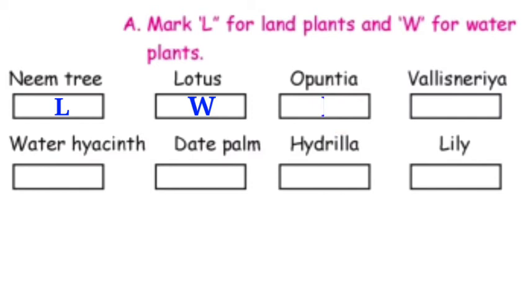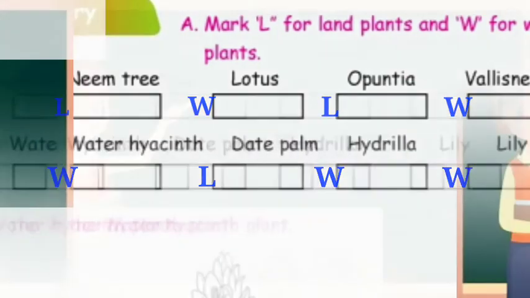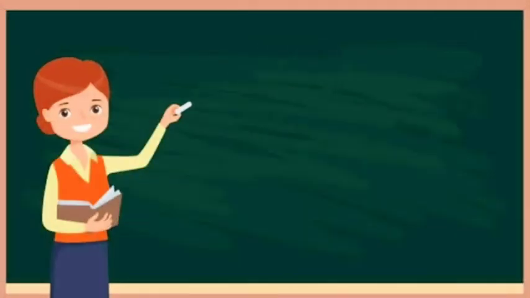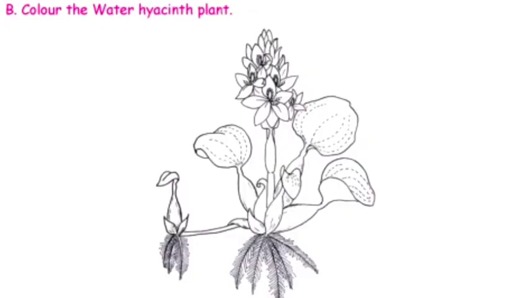Opuntia. L. Vallisneria. W. Water hyacinth. W. Date palm. L. Hydrilla. W. Lily. W. Next heading. Color the water hyacinth plant. Children, this is for you. You have to do.